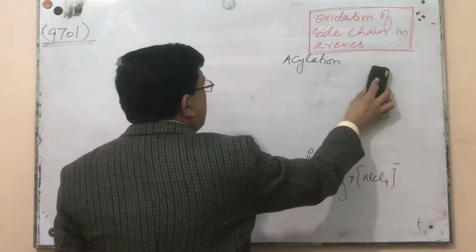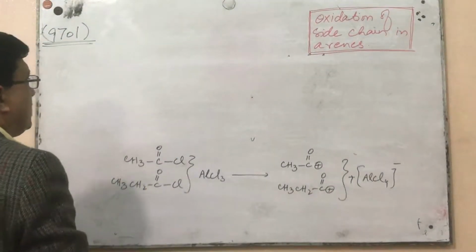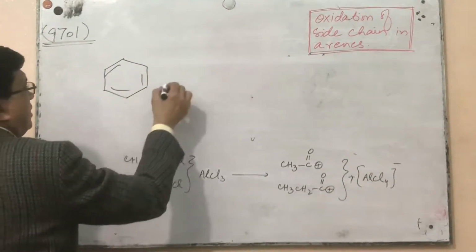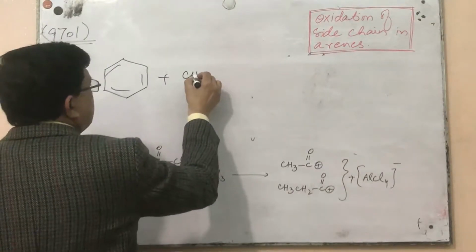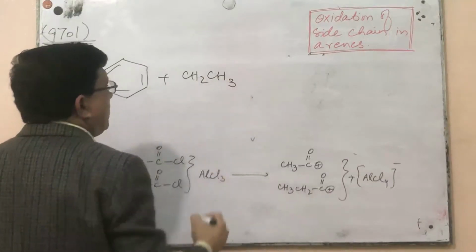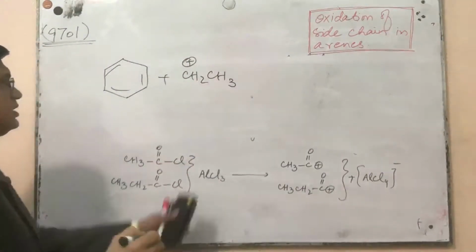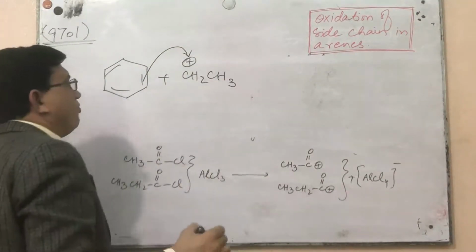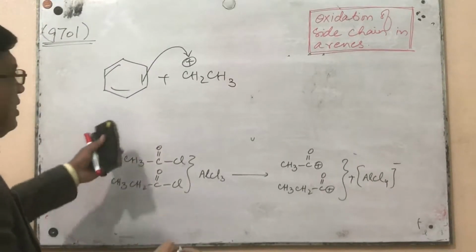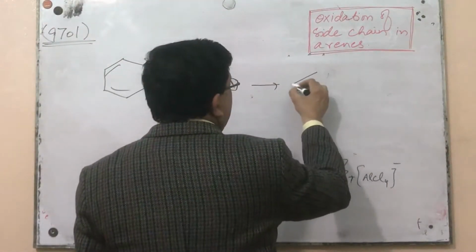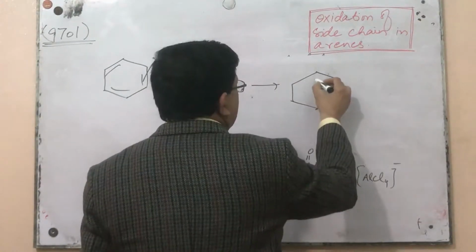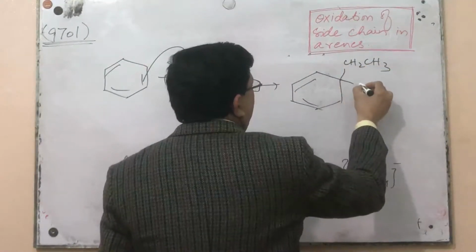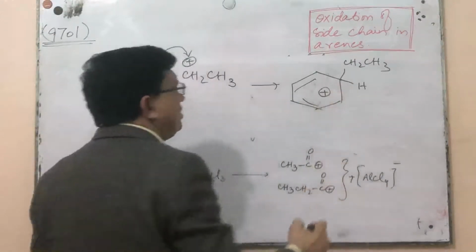For example, if I write down the reaction for this purpose, this is benzene. If we have this carbocation, a primary carbocation, this is a powerful electrophile. In the similar manner, it will attack the benzene ring, gain electrons, and an intermediate will be produced in this manner. For example, CH2CH3, and with one hydrogen having a positive charge on the benzene ring.